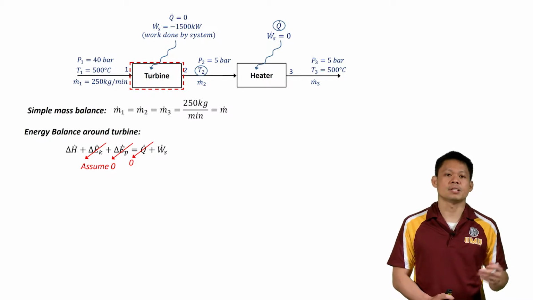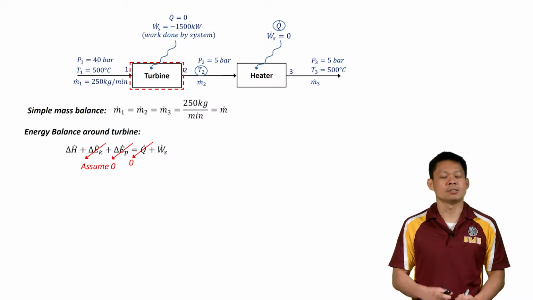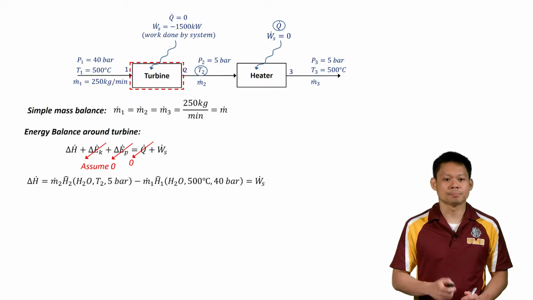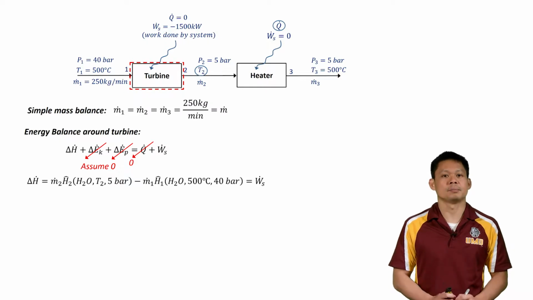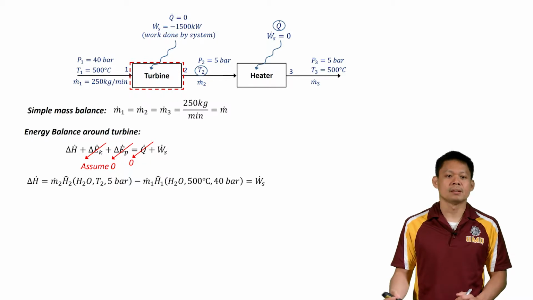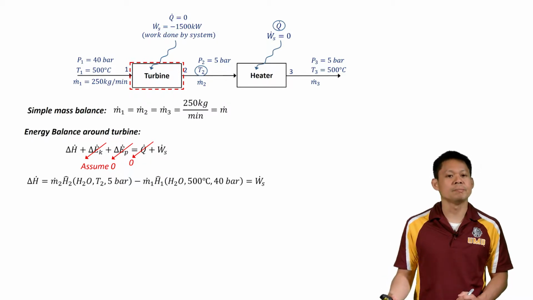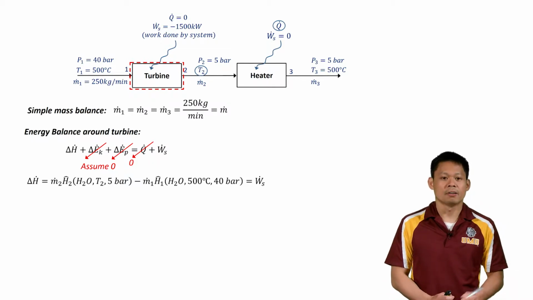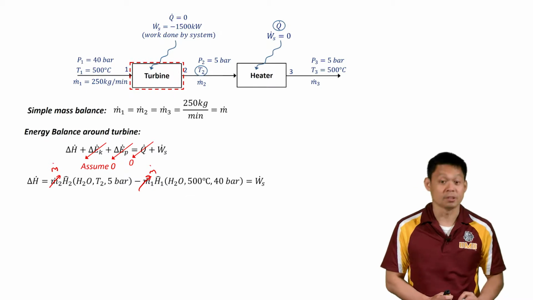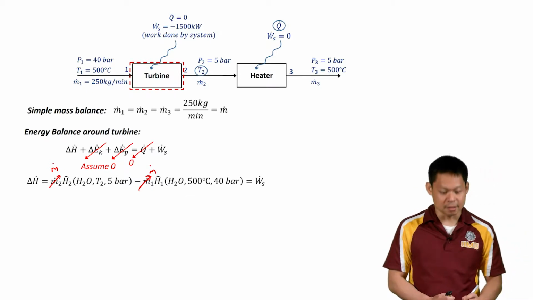work. Now let's expand out our delta H. The delta H is all the outputs minus all the inputs. In this case, there's only one output and one input. So writing it in terms of specific enthalpies, it is the mass flow rate of the outlet stream times the specific enthalpy of the outlet stream, minus that product for the inlet stream. That's expanding out the delta H, and that equals Ws. If we look at this, we know that M2 equals M1, so we'll just use a common M, like we said, from the simple mass balance.